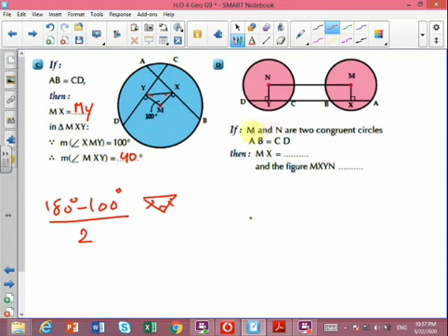In this one, M and N are two congruent circles. AB as a chord equals CD, and as we see MX equals NY, that means that they are equidistant from the center. That means that these are two equal. Then MX equals NY, and what will be the name of the figure MXYN? Excellent, it will be a rectangle.